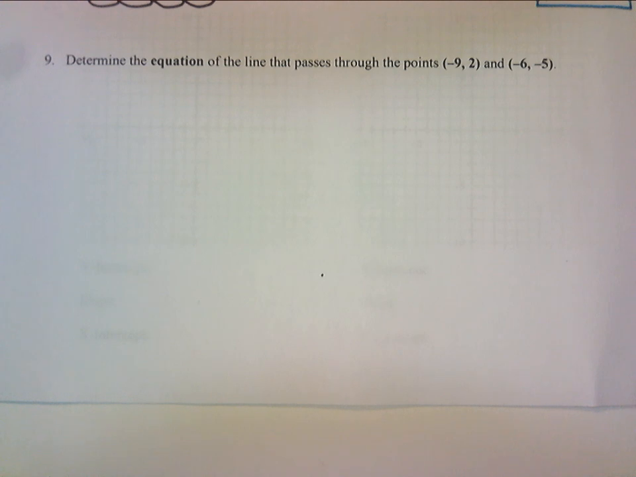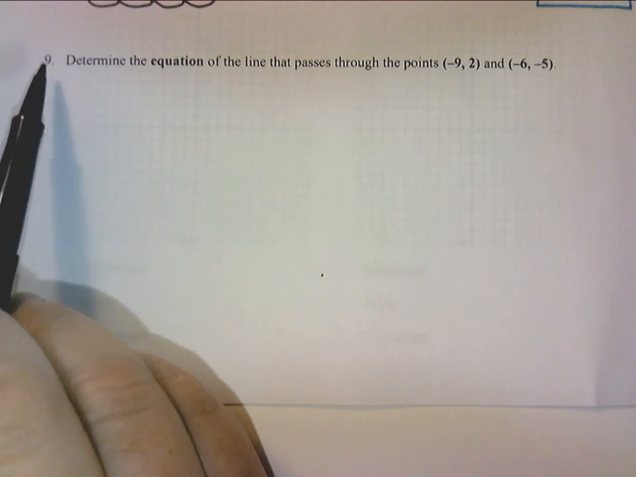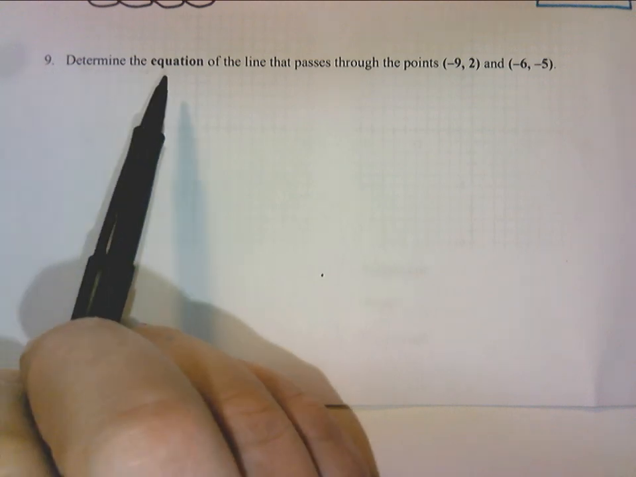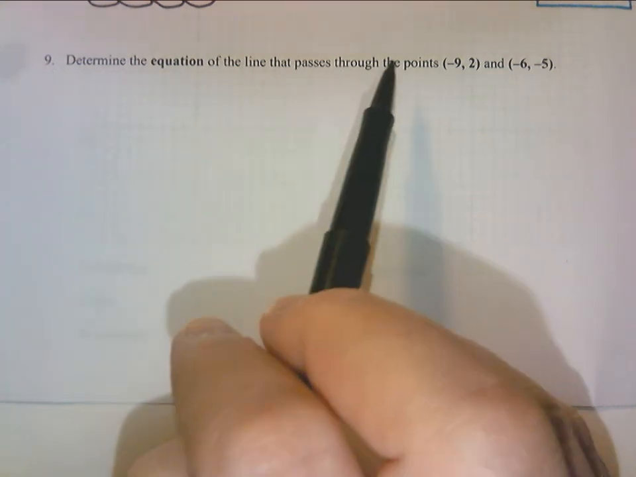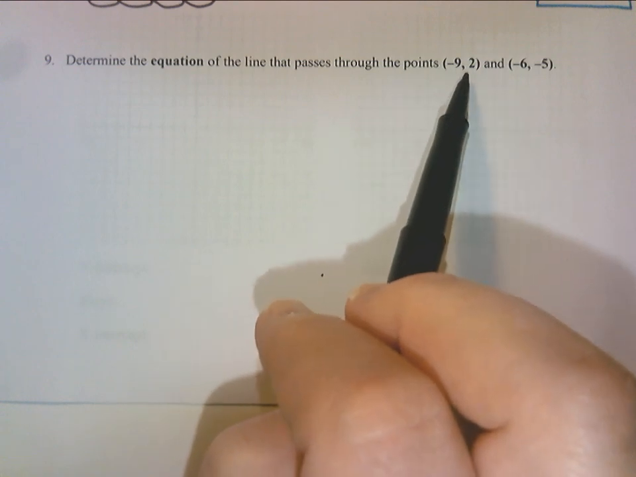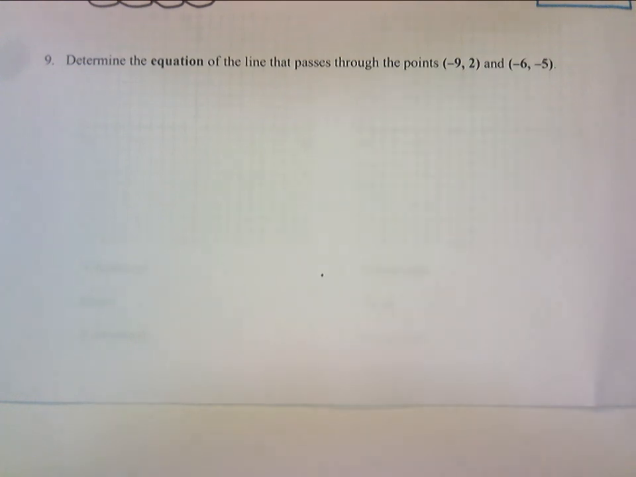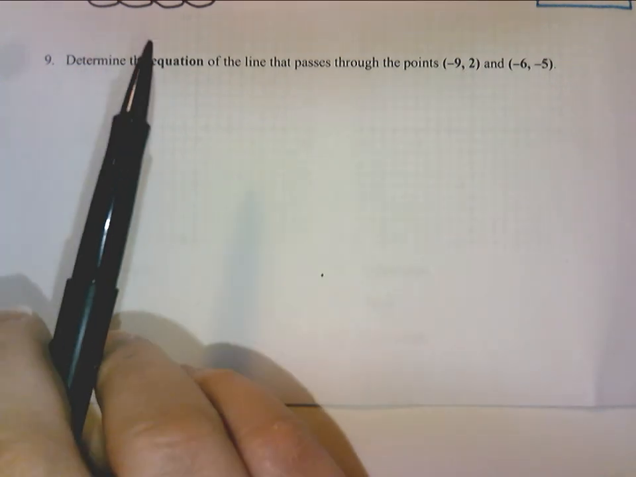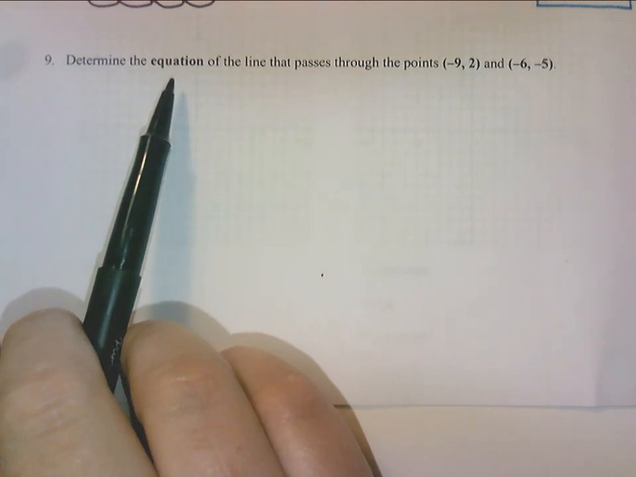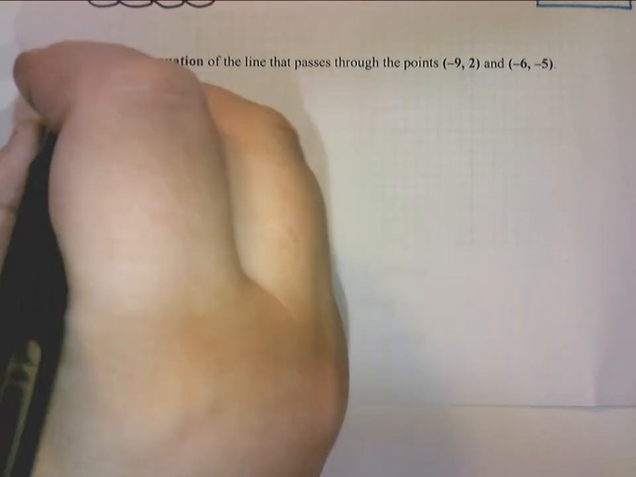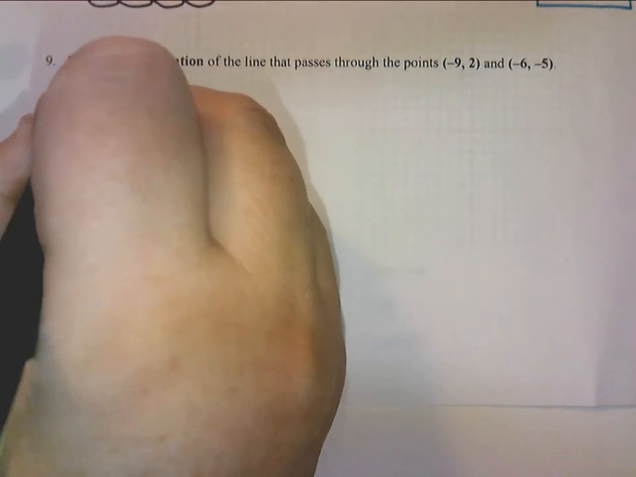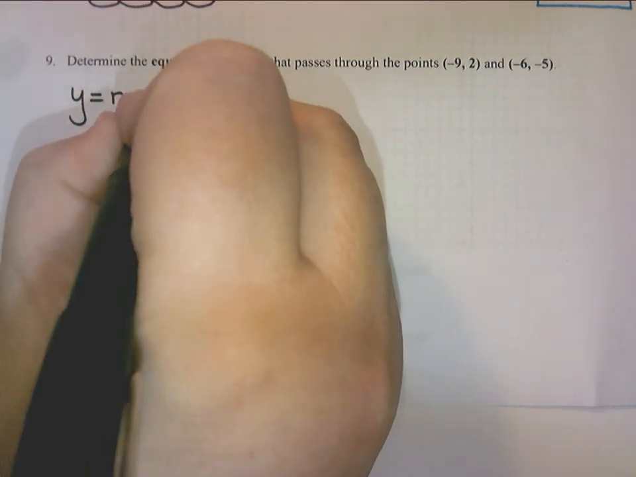In this video, we're doing some equation of a line practice, and we are doing question number 9 that says, determine the equation of the line that passes through the points -9, 2 and -6, -5. So I notice that it is asking me for the equation. Equation is always y equals mx plus b.